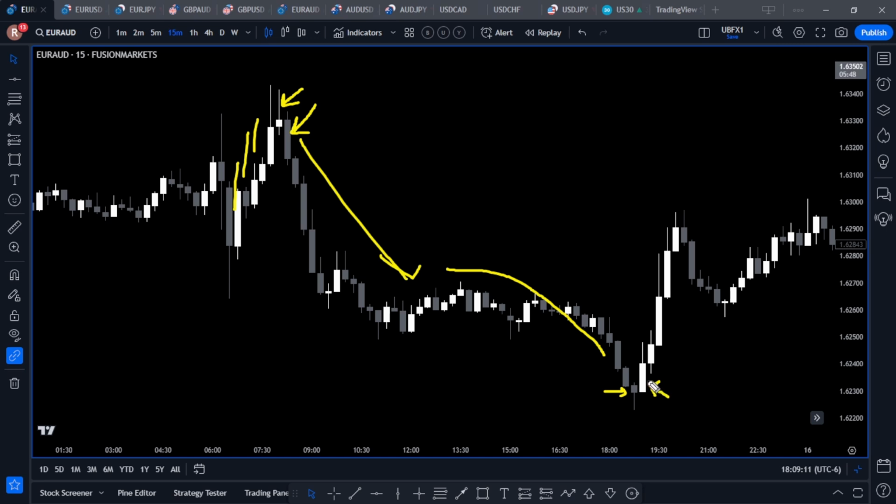And we get that confirmation candle as that candle changes direction and prints in the direction we want the market to go. Now, it does not matter what color these candles are. If you have a market that moves up and it prints a small bodied bearish candle, that's fine.